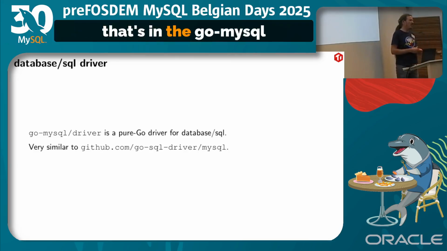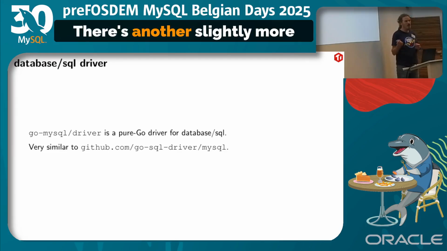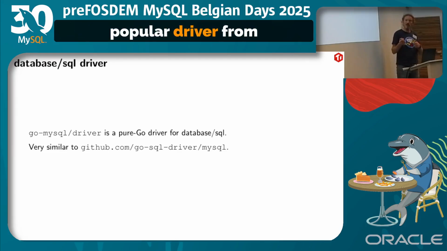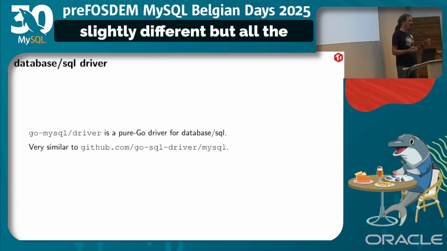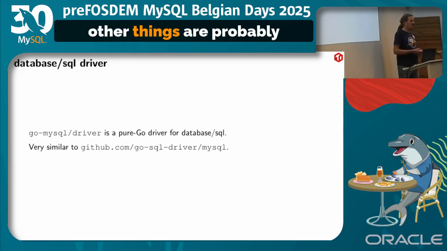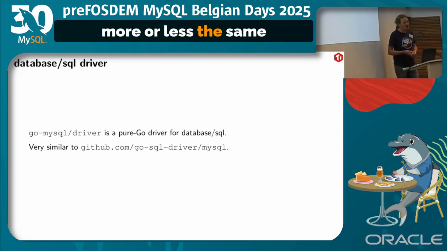Then one of the other things that's in the go-mysql library is a driver. There's another slightly more popular driver, the go-sql-driver. It's also fine. It's just very similar. In many cases, you won't really see the difference. The connection string is different, but all the other things are probably more or less the same.